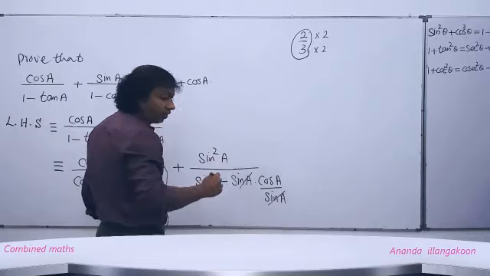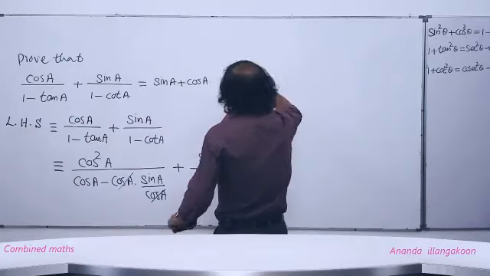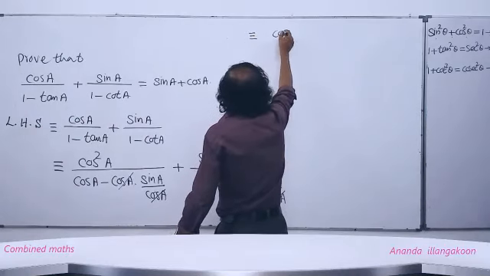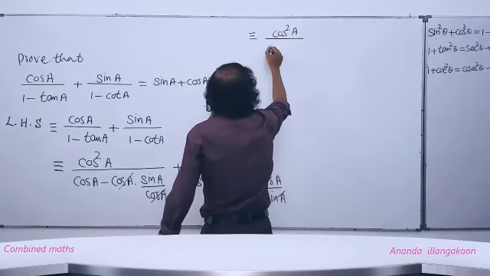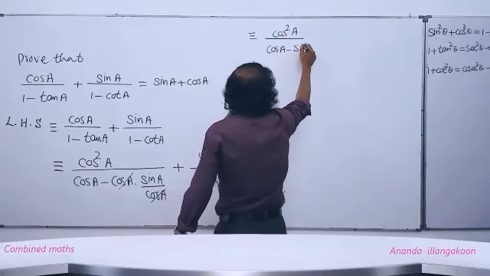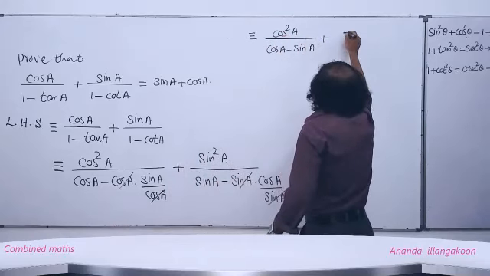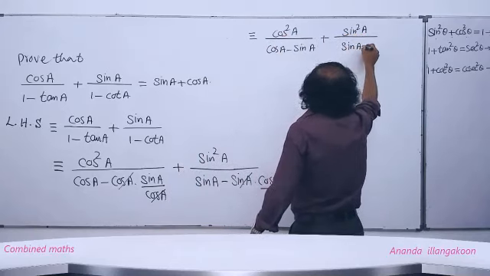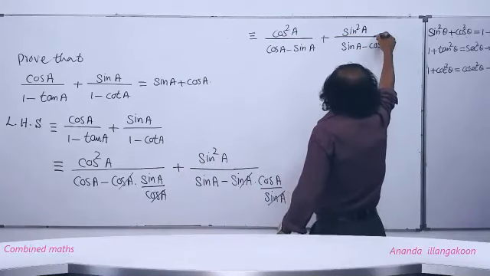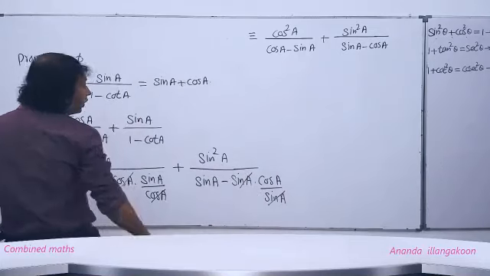Now the result, if I write, we can write it like this now. Cos squared A divided by cos A minus sine A, plus sine squared A divided by sine A minus cos A. Sine A minus cos A. Right? Okay. Now people, this is what I do.